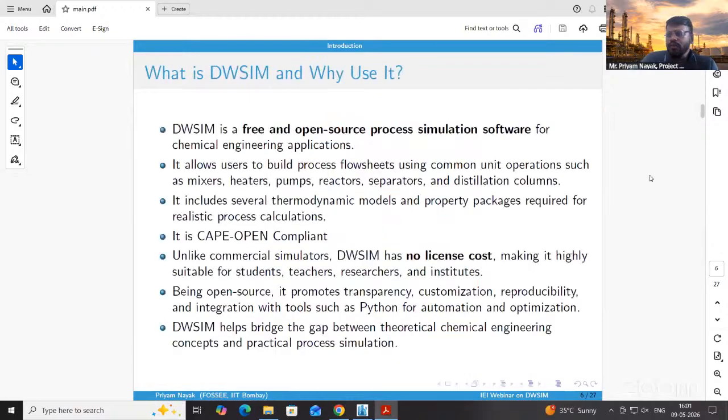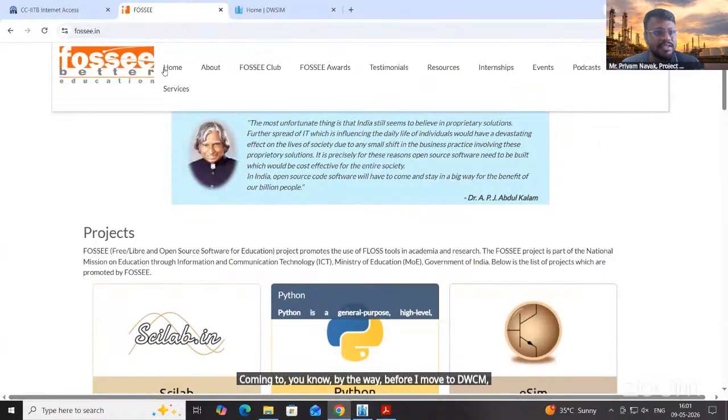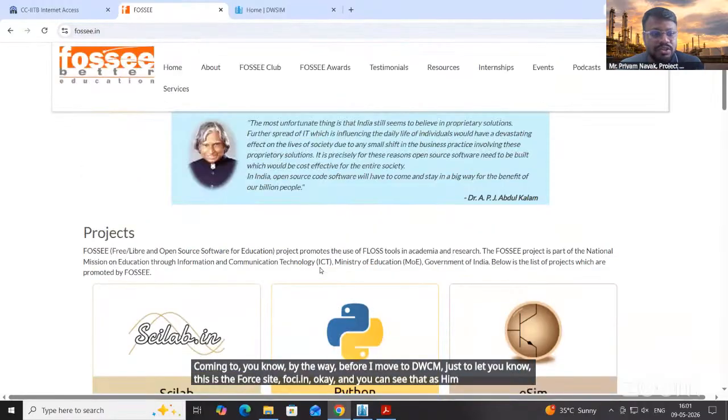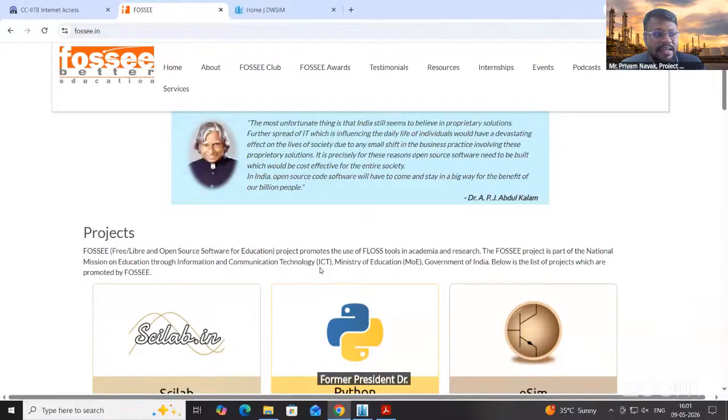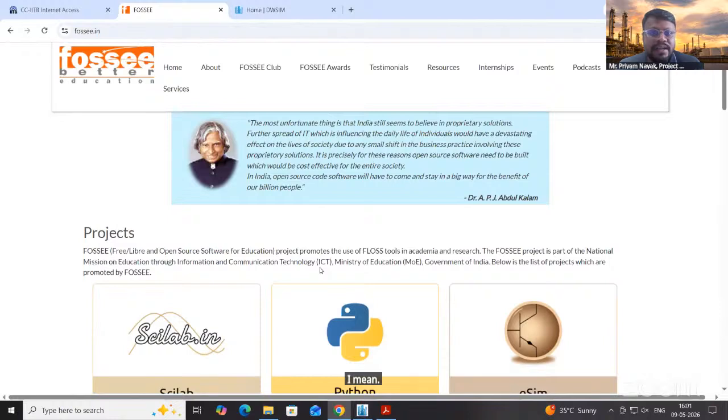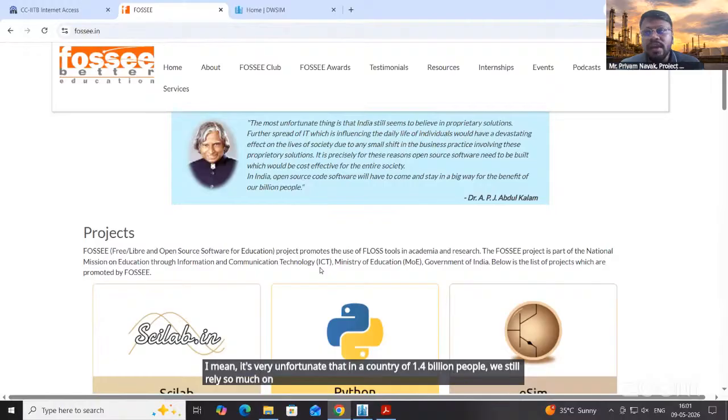By the way, before I move to DWSIM, just to let you know, this is the FOSSEE site, fossee.in. As Himanshu sir was also talking about, the vision that our former president Dr. Kalam had, he spoke a lot about how we all should work using open source software. It's very unfortunate that in a country of 1.4 billion people, we still rely so much on proprietary solutions. That is a very big hindrance to our education, that we are relying so much on commercial tools.